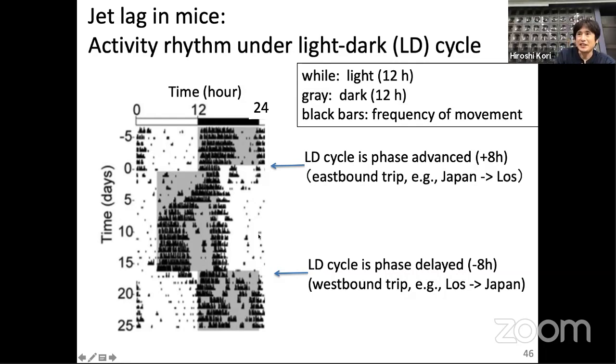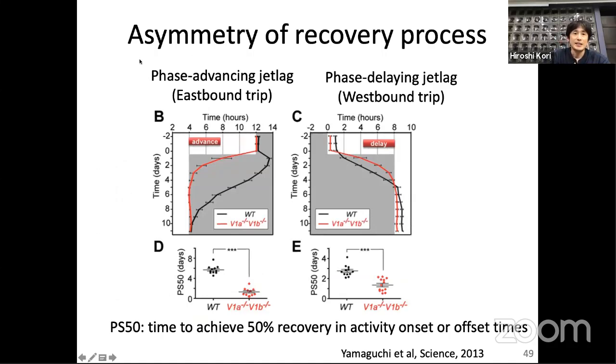So here you can see many interesting things. One is the slow relaxation, the slow adjustment to the new schedule in the case of the eastbound trip, and the quicker recovery in the case of the westbound trip. There is a strong asymmetry. And there is the question of why the adjustment is so slow. There is actually an asymmetry of the recovery process in a statistically well-defined manner. This is the case of phase advancing jet lag. There are many mice in this case, probably 10 subjects here. Please look only at the black curve, which corresponds to wild type mice. You can see the onset time recovers slowly to the new time schedule, and it takes about 1 week or 10 days.